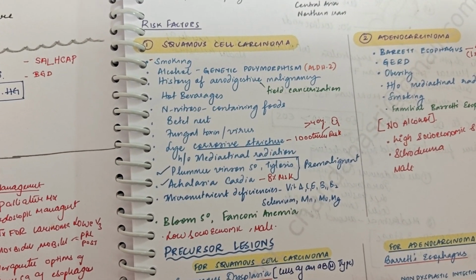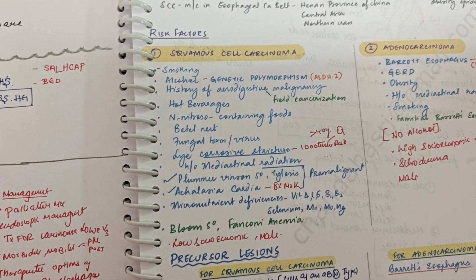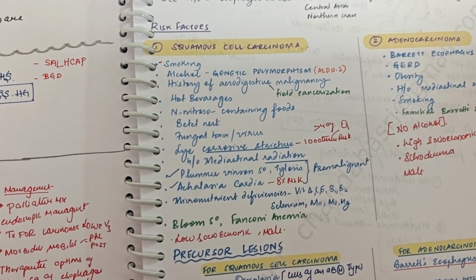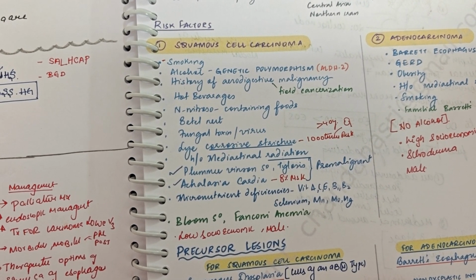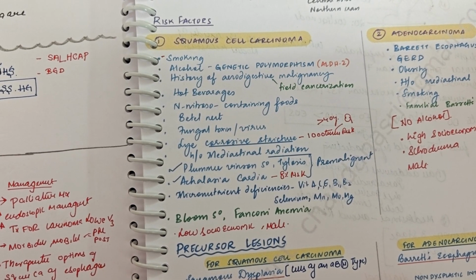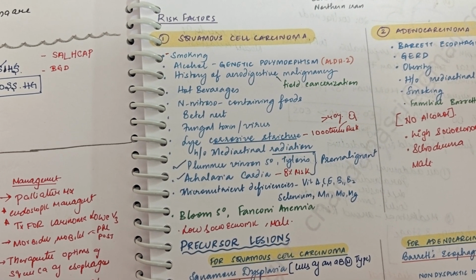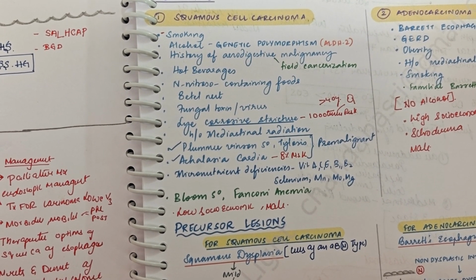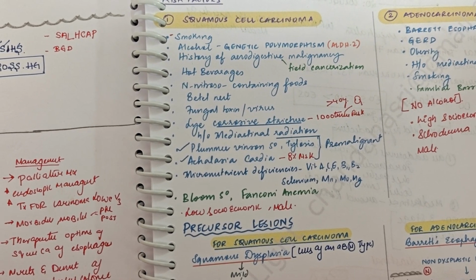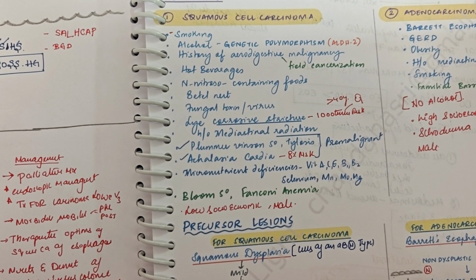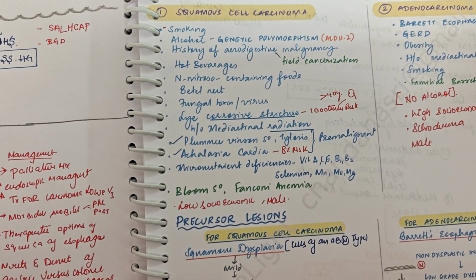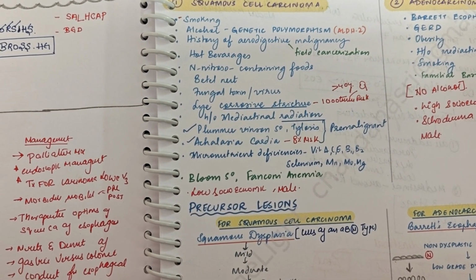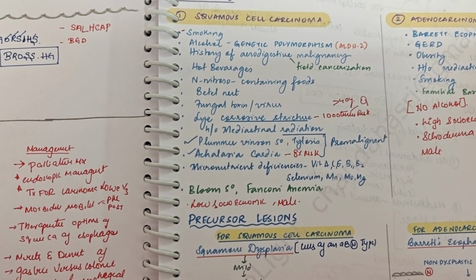Then you have alcohol, genetic polymorphism, history of aerodigestive malignancy, hot beverages, N-nitroso containing foods, betel nuts, fungal toxin or virus, large corrosive stricture, mediastinal radiation history, Plummer-Vinson syndrome, tylosis, and achalasia cardia. These three are pre-malignant conditions for squamous cell carcinoma.